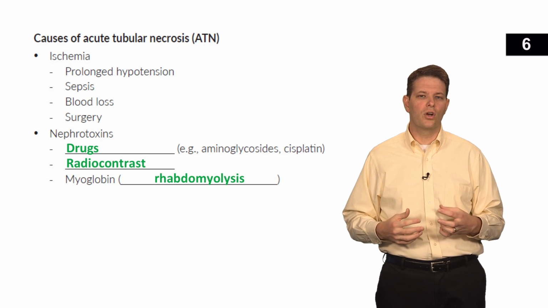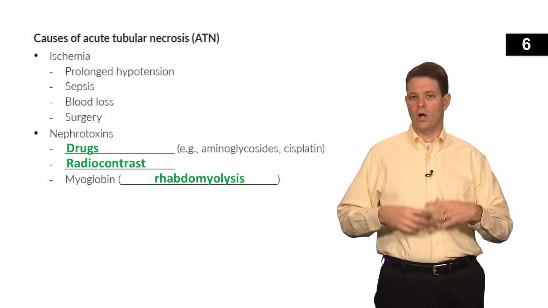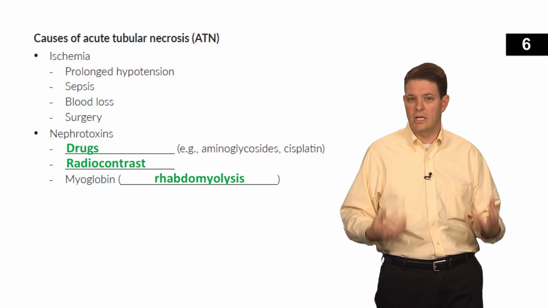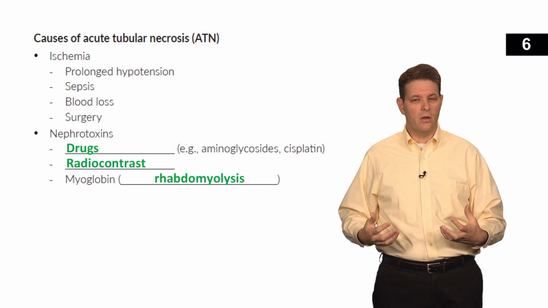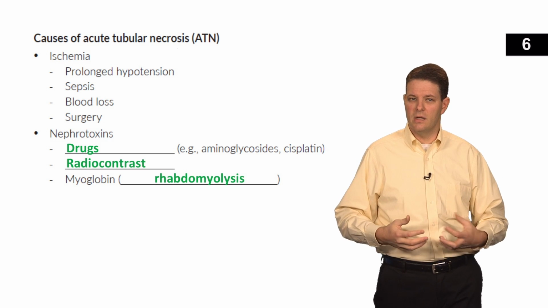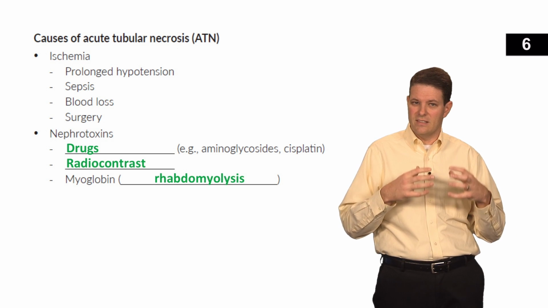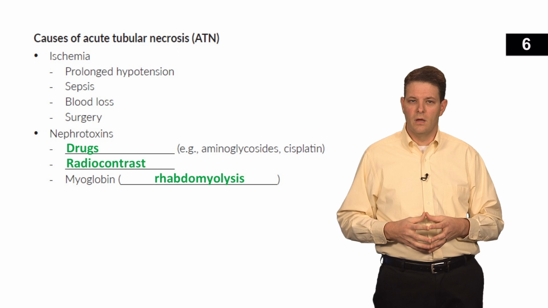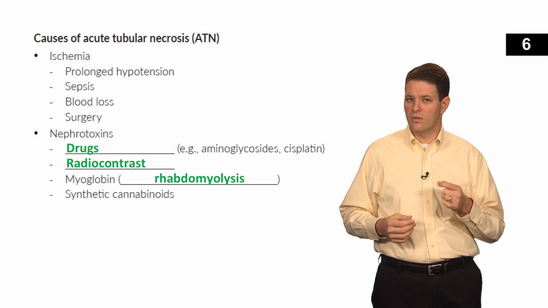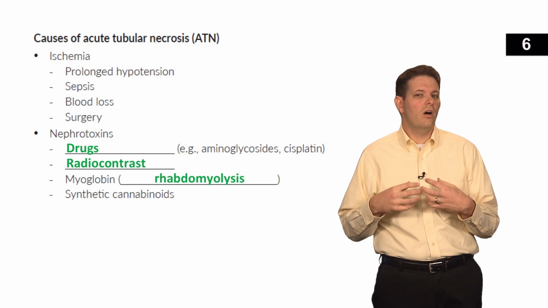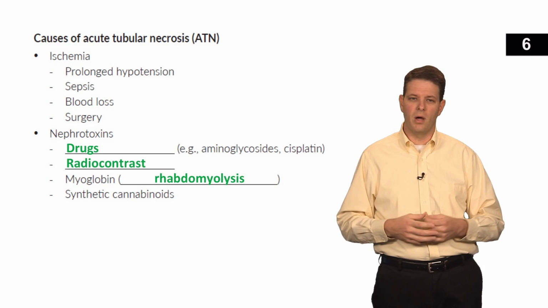So rhabdomyolysis occurs when there's massive muscle breakdown from a crush injury or prolonged seizures or a heat stroke or cocaine use, or even rarely from statins. And as the muscle breaks down, myoglobin spills into the blood, and then that myoglobin goes to the kidneys. The myoglobin gunks up the kidneys, and that leads to acute tubular necrosis. And then one recent development is that some synthetic cannabinoids like K2 or spice can potentially cause direct nephrotoxicity in ATN. And that may also cause rhabdomyolysis.